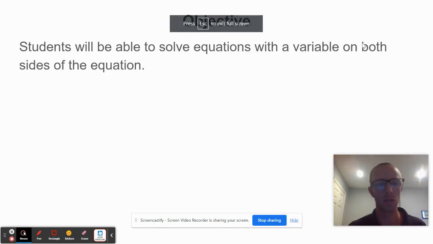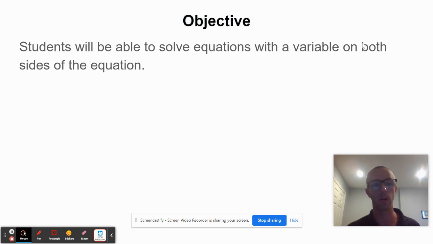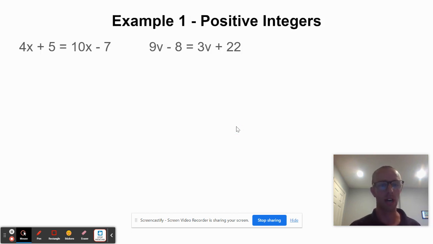The objective is that students will be able to solve equations with a variable on both sides of the equation. So we've been focusing on the variables only on one side. That is not always true in mathematics. Sometimes we have a variable on both sides. And so we have a couple of examples here to really show.